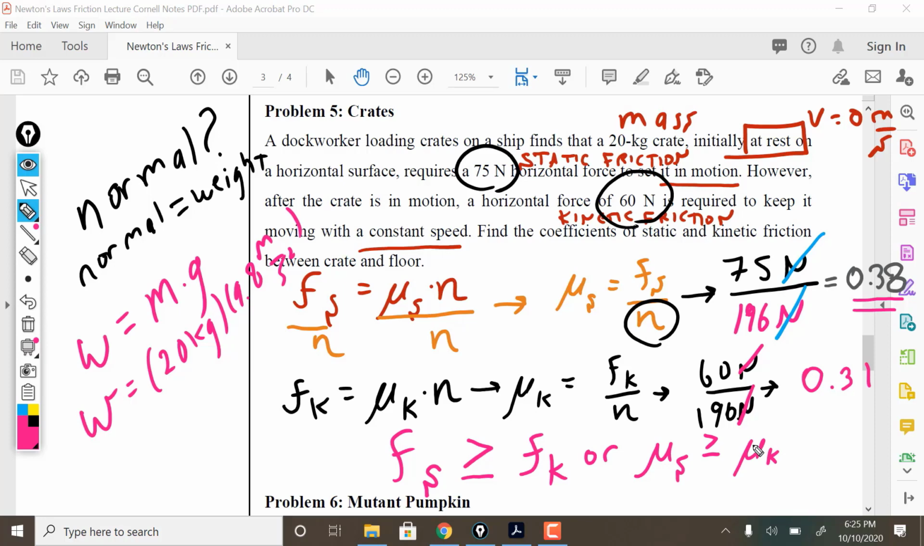Again, notice there are no units because this is a coefficient. Do not confuse the force of friction with the coefficient of friction. Coefficients do not have units.